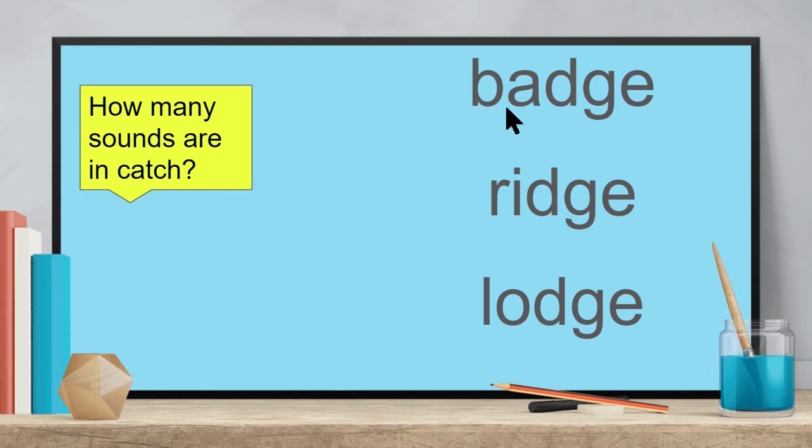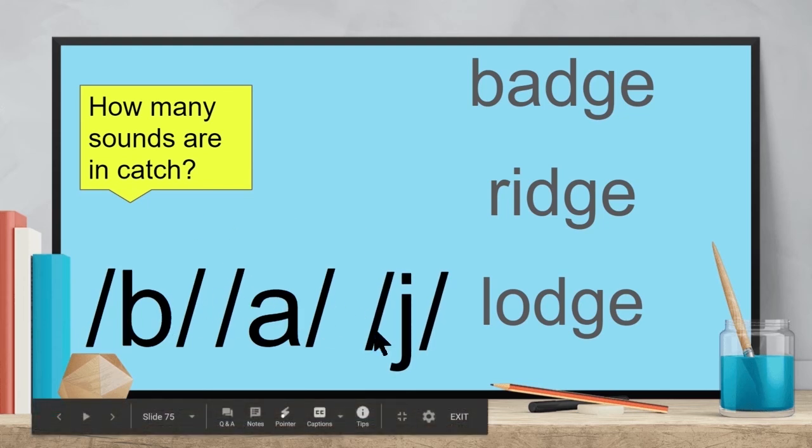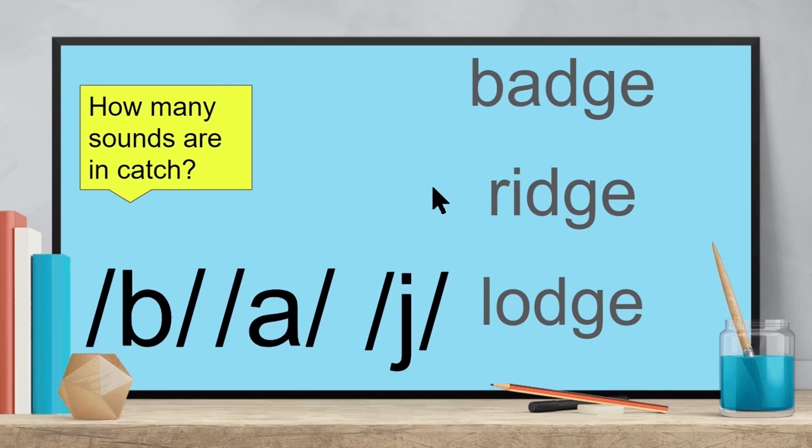So this word is not badge, it's badge. One sound, j, badge. Ridge, lodge. All right? Okay. Badge, badge. That's the way that we pronounce that. The D, the G, and the E, they work together.